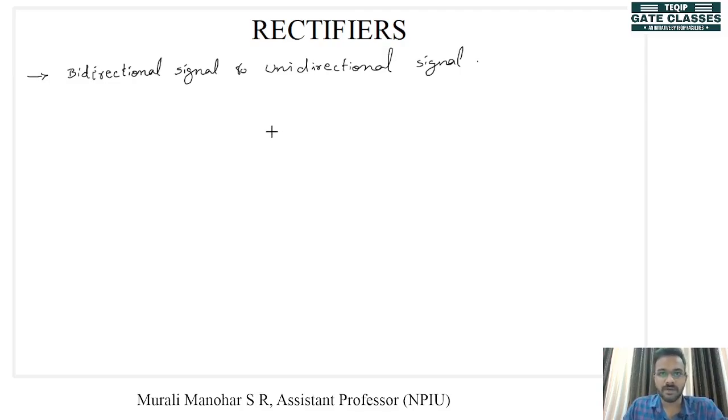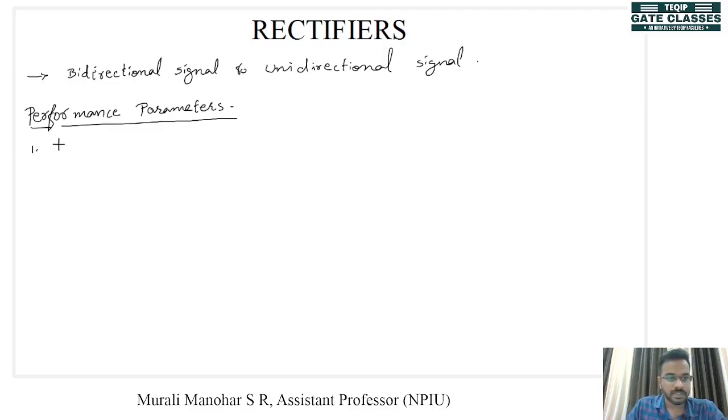Now, before we get into rectifiers, we need to see some performance parameters of rectifiers. In analog electronics, we will only be learning about the signal related performance parameters. The power related performance parameters will be taught in the power electronics lectures. The first performance parameter is called average value, or it is also called DC value.